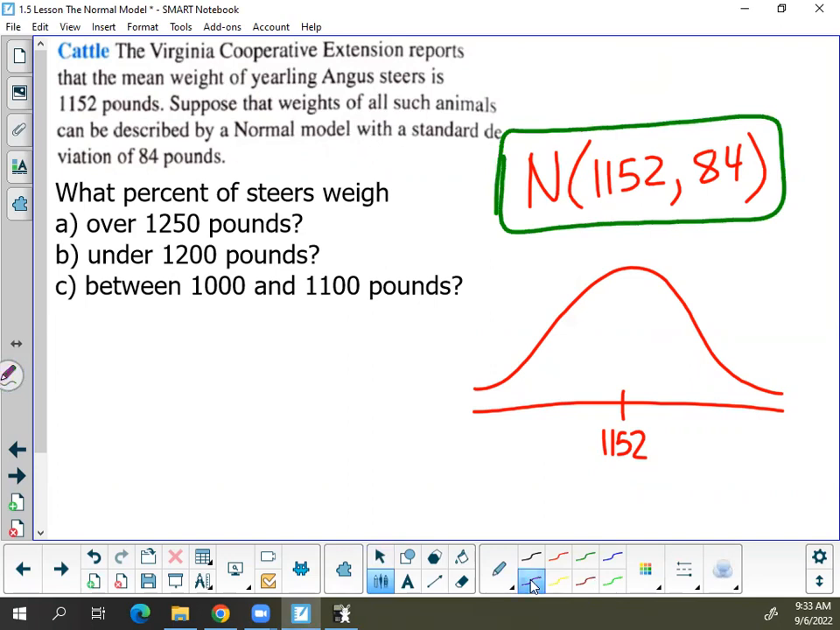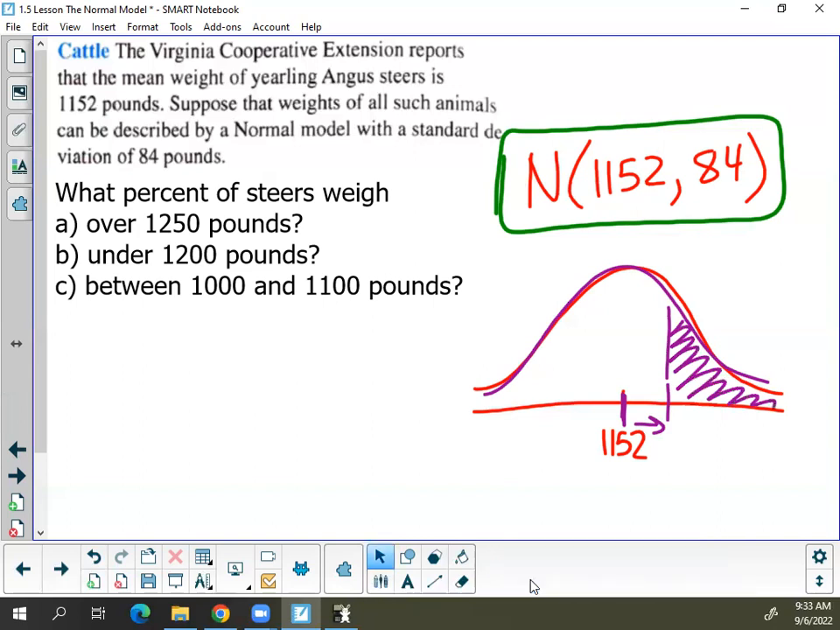Well, percentages are areas underneath this normal curve. And so I always recommend that you sketch this out. And even if you just put the mean on here, we can get an idea of what we're looking for. So I want to know the percent of this model that is above 1,250. Well, 1,250 is going to be to the right of my mean. It doesn't matter where it is. And so I'm looking for this area underneath my curve.